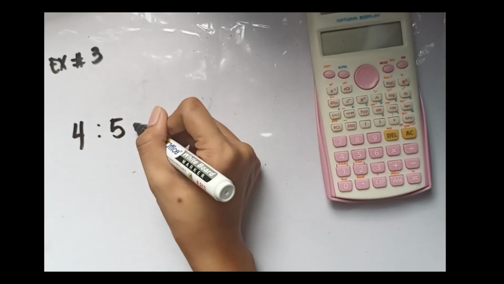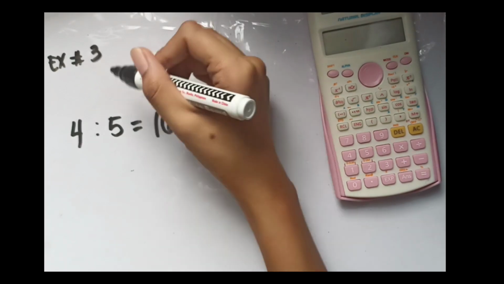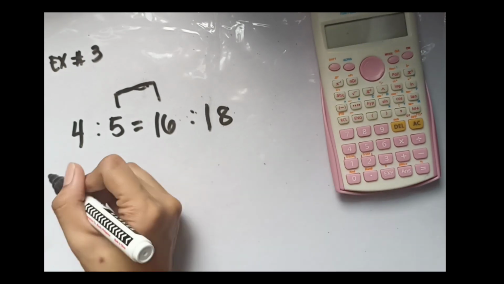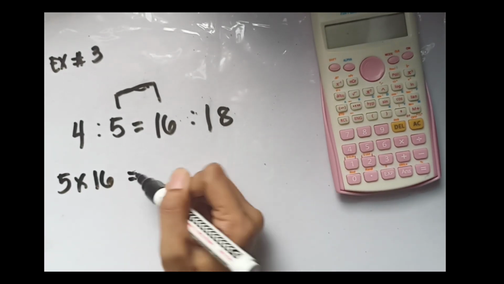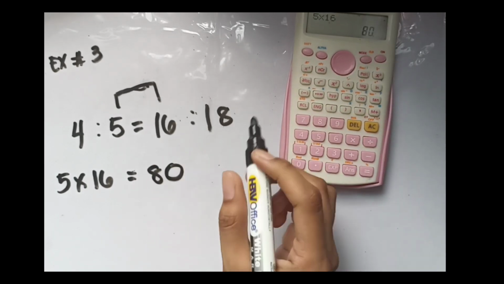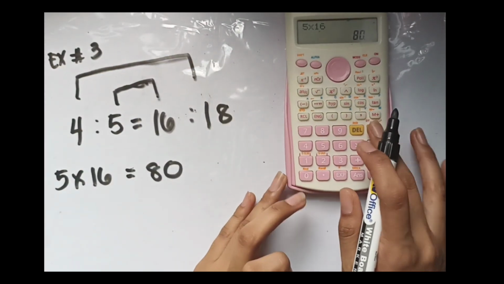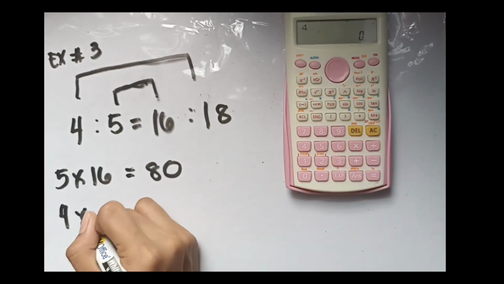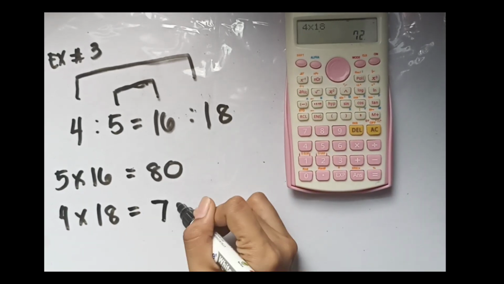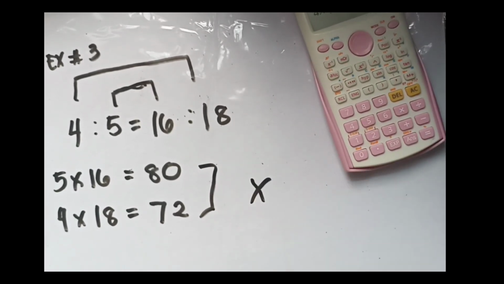4 is to 5 as 16 is to 18. First, kukunin muna natin yung means, which is itong second and third term ng proportion natin. 5 times 16 is equal to 80. Then yung extremes naman, yung first and last part ng proportion natin, 4 times 18 is equal to 72. Dahil magkaiba yung value nila, ibig sabihin, hindi siya proportion.